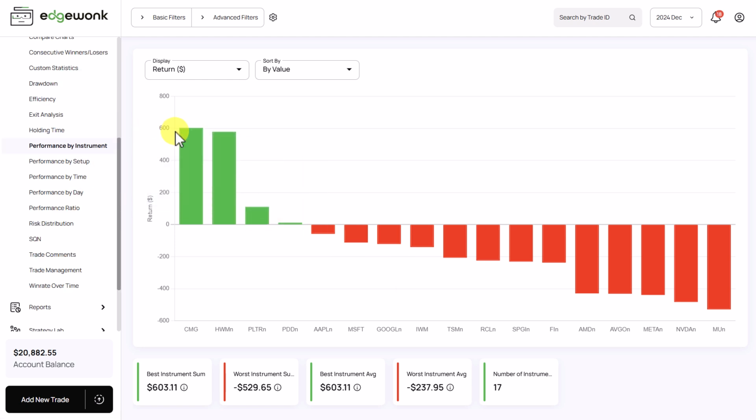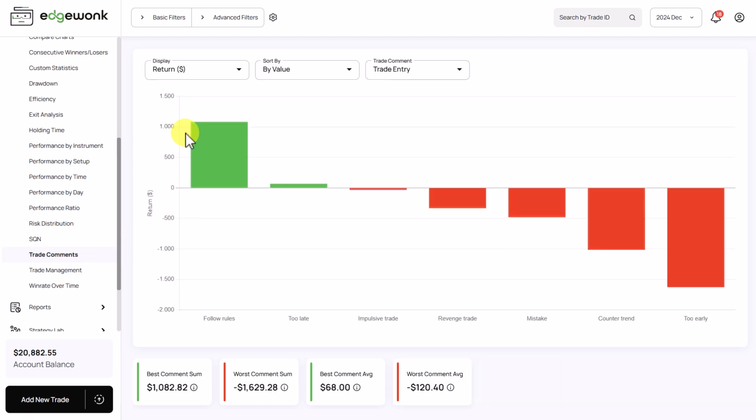But the real problem here is the execution and the discipline of the trader. When we go here to the trade comments, we can see that we only have 16 out of those 53 trades where the trader is following his rules. And we have 14 trades where he entered too early, 10 trades where he went counter to the trend, 4 trades with a mistake.